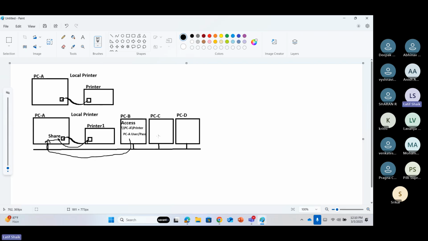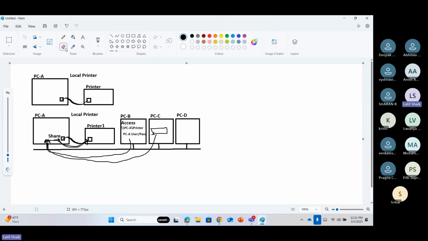Okay. So same thing from PCC also. From PCC you can give a print to the PCA with the PCA username and password. So that print will go to the printer and you will get a printout. Same from the PCD also. So from here you can give a print and there you will get a printout.